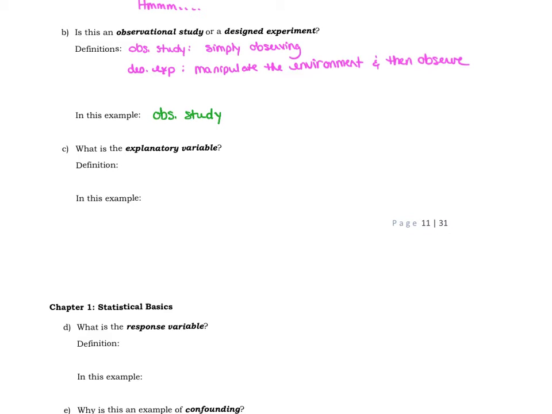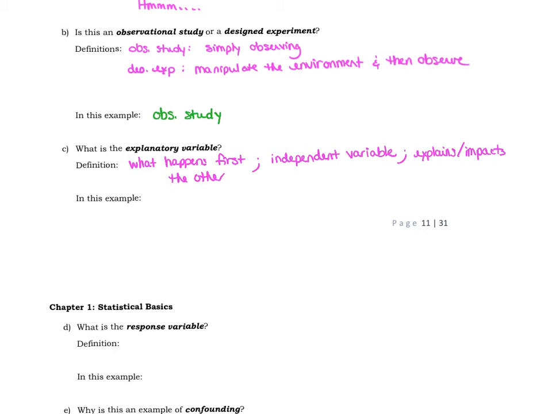All right, so explanatory variable. What is an explanatory variable? This is generally what happens first. You might have heard of this in other places as the independent variable. This is the one that explains or impacts the other variable.